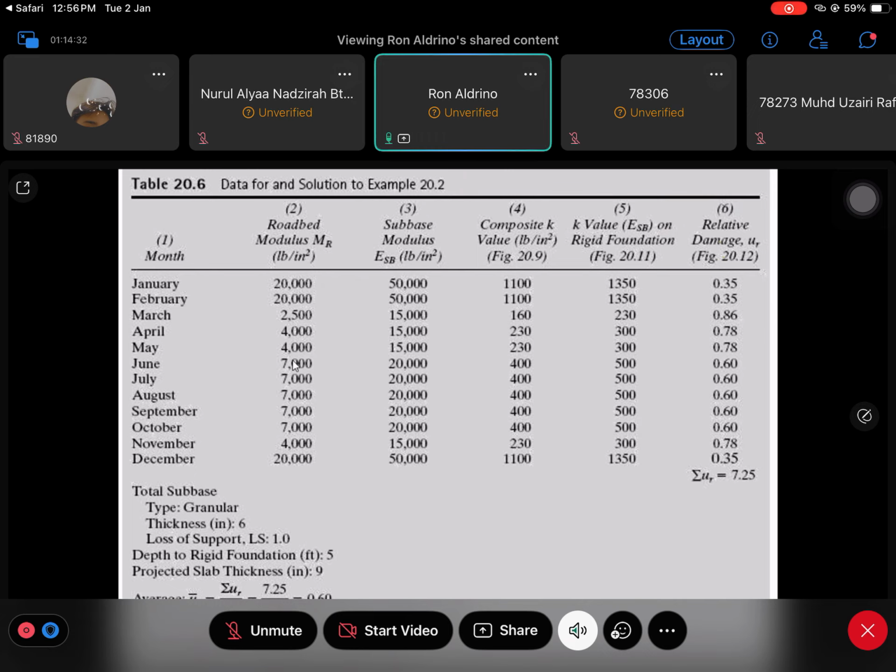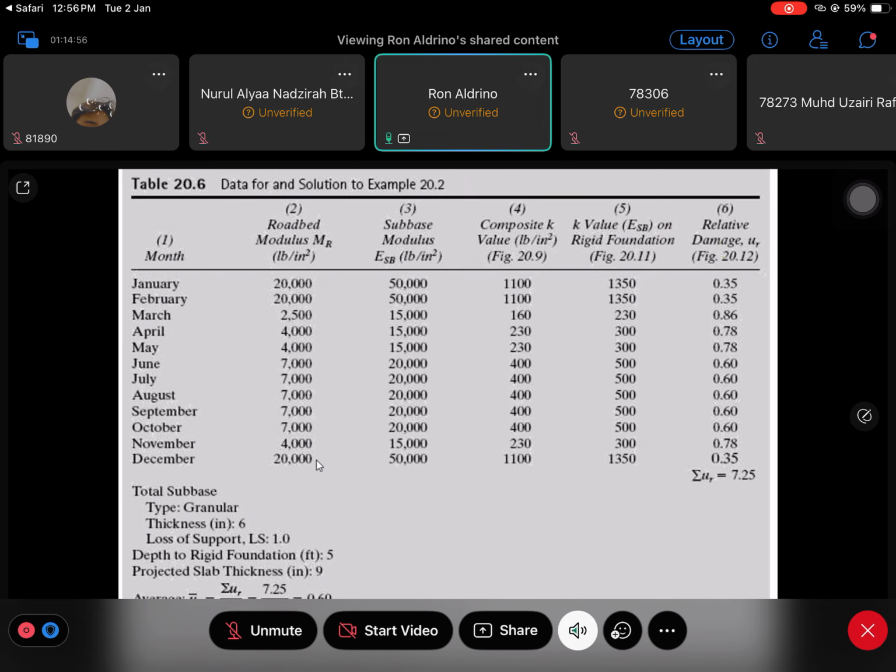If you look at this roadbed modulus, why are they different values? There are changes in the values. For example, in January, February it is 20,000 pound per square inch. March, April, May, June, July, August, September, October is the same value. November is a slightly different value and another one.